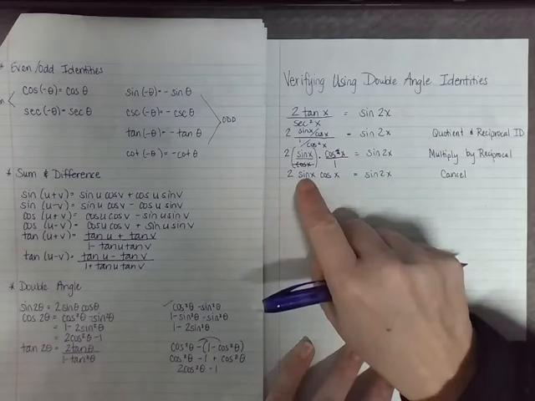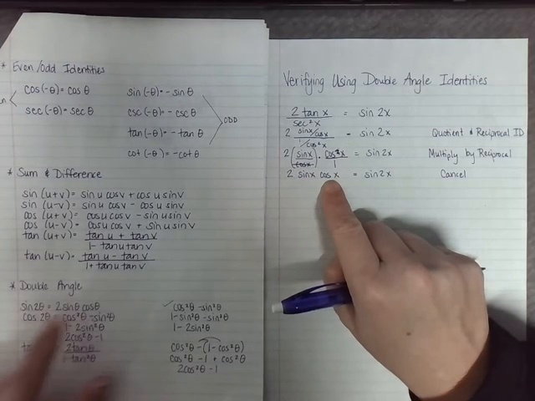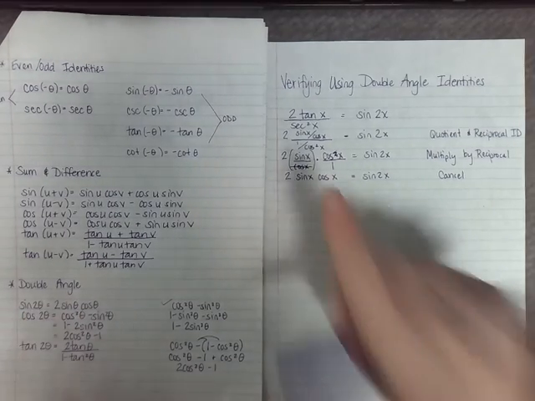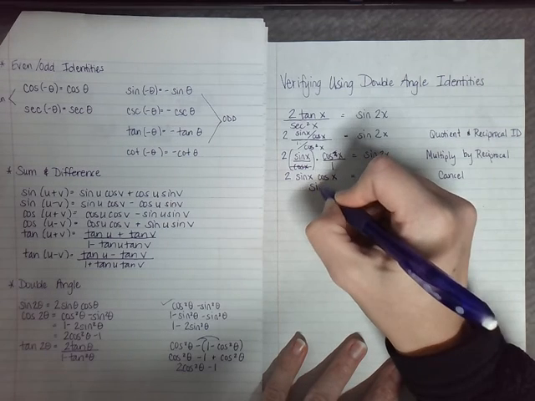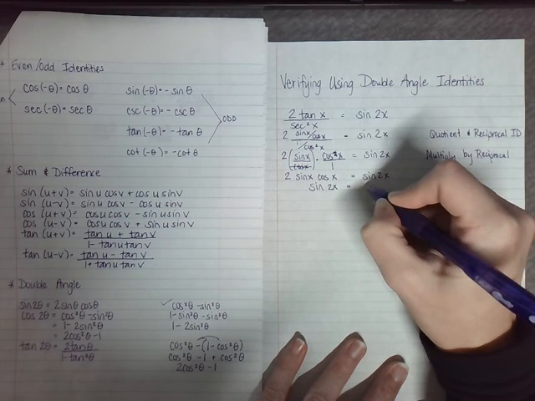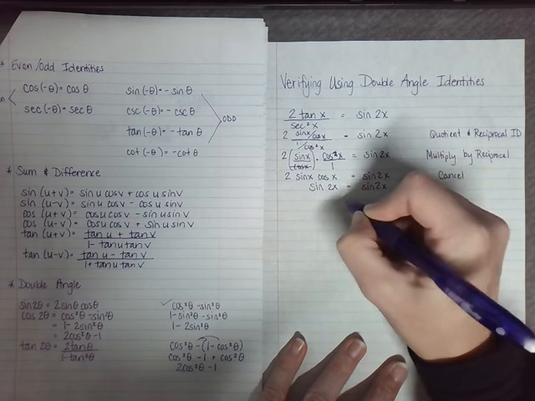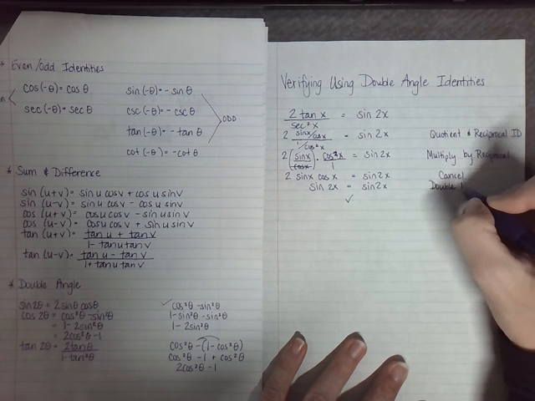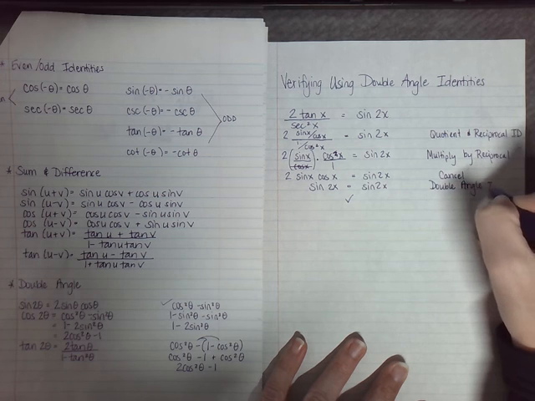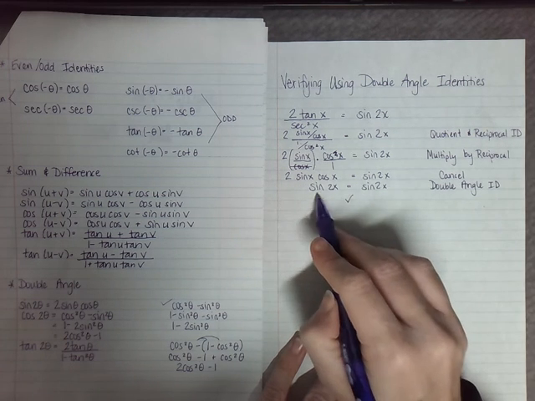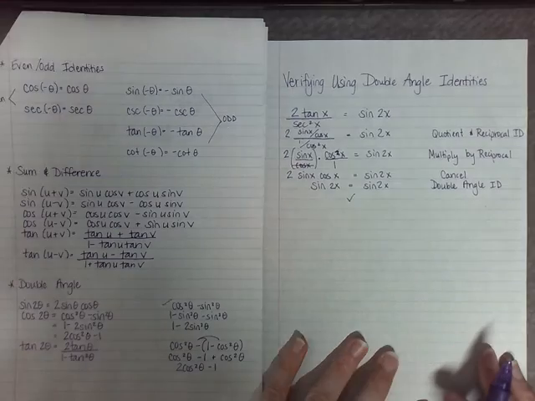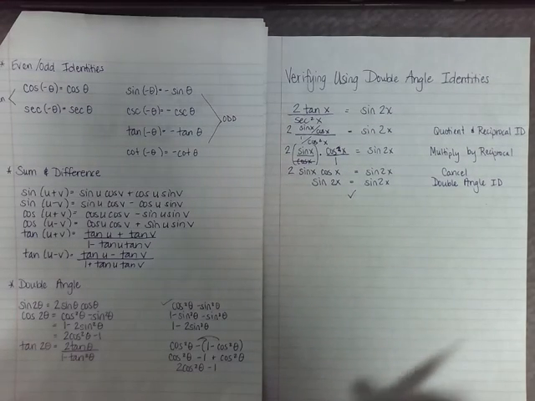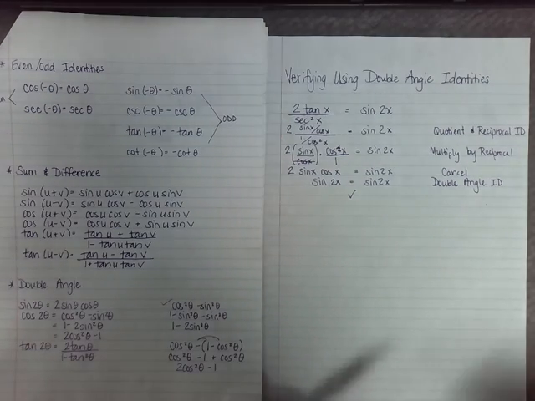Remember that 2 sine x cosine x is really sine 2x. And my justification here would be I used a double angle identity right there at the end to transform that into sine 2x. So a proof that looked like it may have been a little bit difficult was actually not too bad with those double angle identities.